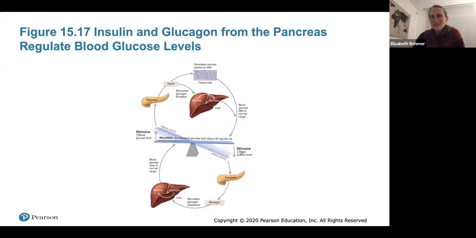So here's a look at insulin and glucagon from the pancreas and how they both regulate blood glucose levels. You'll notice if the increase in blood glucose levels is too high, that first tells the pancreas to secrete insulin, which will stimulate glucose uptake by cells, store it in the liver as glycogen, and the blood glucose levels will fall back to normal range. If your glucose is too low in the blood, the pancreas will secrete glucagon, which will break down glycogen into glucose to put glucose back into the blood range.